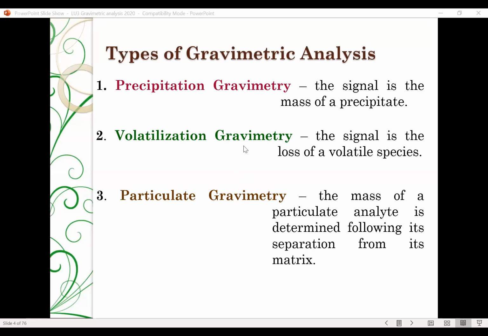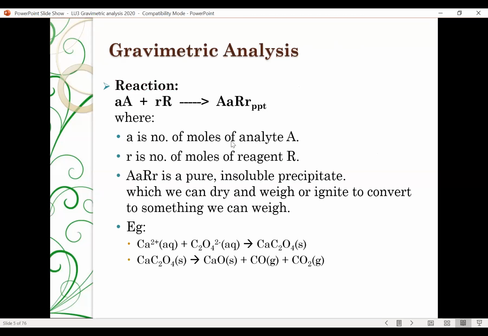What is meant by precipitation gravimetry? Precipitation gravimetry involves the addition of a precipitation reagent. Meaning to say, you have your analyte A, you add precipitation reagent R to produce precipitate AR.